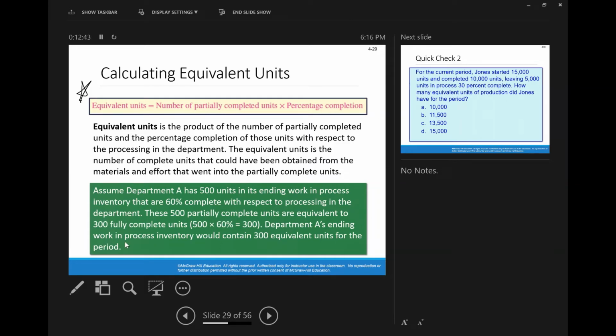Does that make sense? What equivalent unit is? They're not complete, so we can't count all 500. So it's just an estimate. We'll say, okay, we're 60% complete. So instead of calculating on the whole 500, we're just going to come up with a percentage, multiply it by the quantity, and that gives us our number. That's the number we're going to multiply by the cost to come up with the total cost of work in process. Any questions so far?